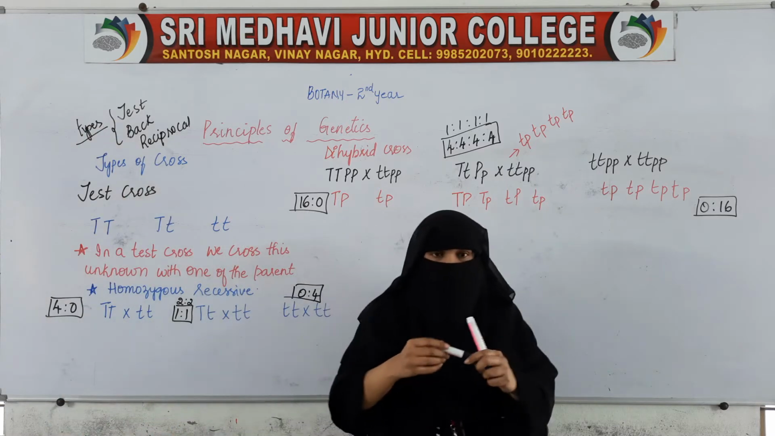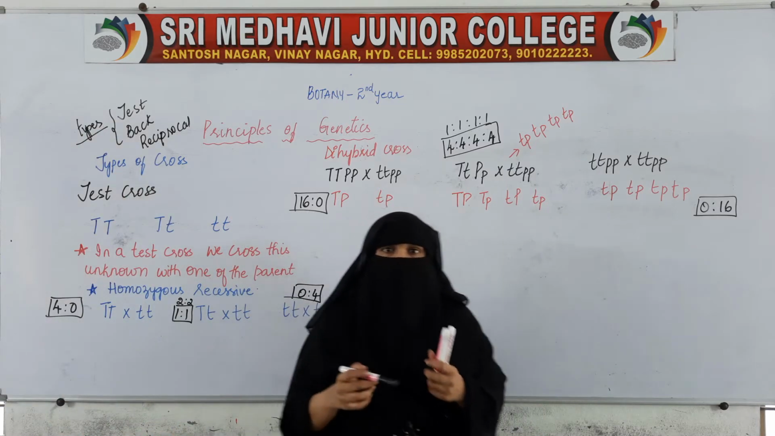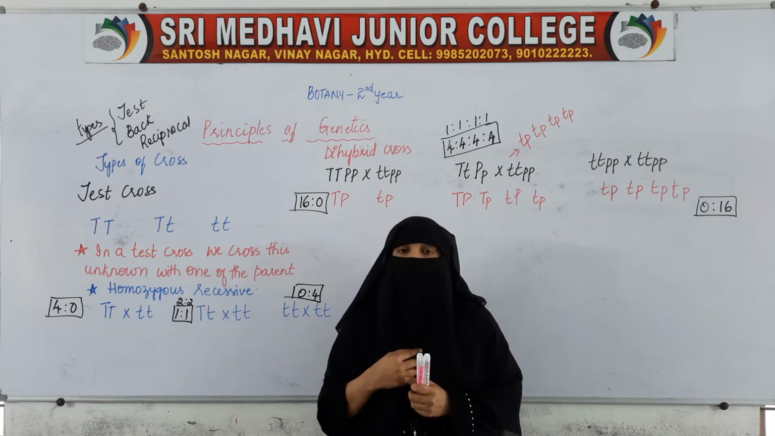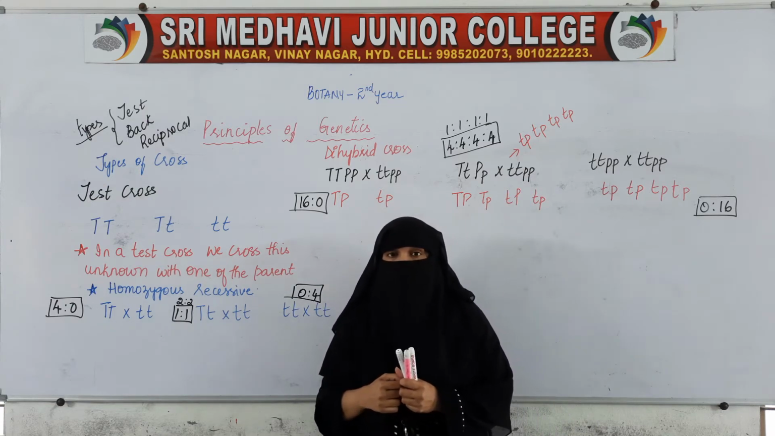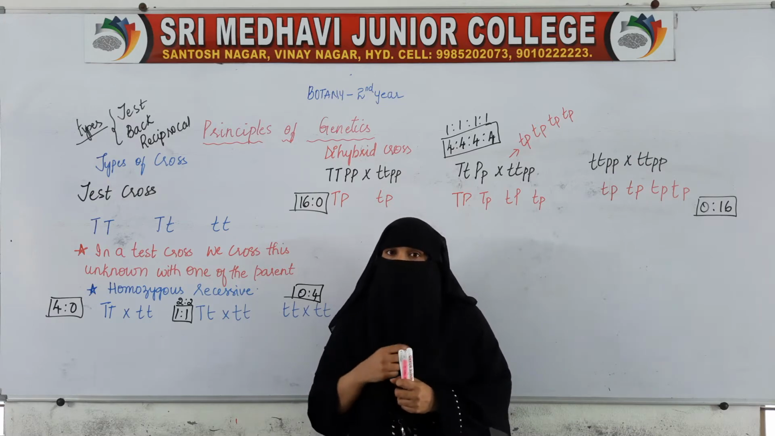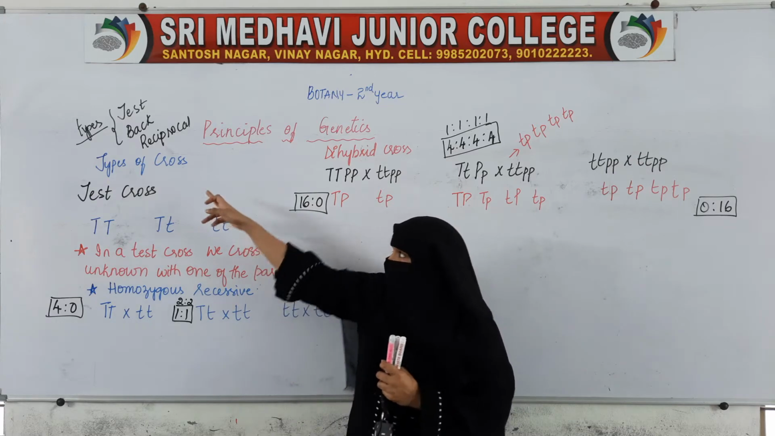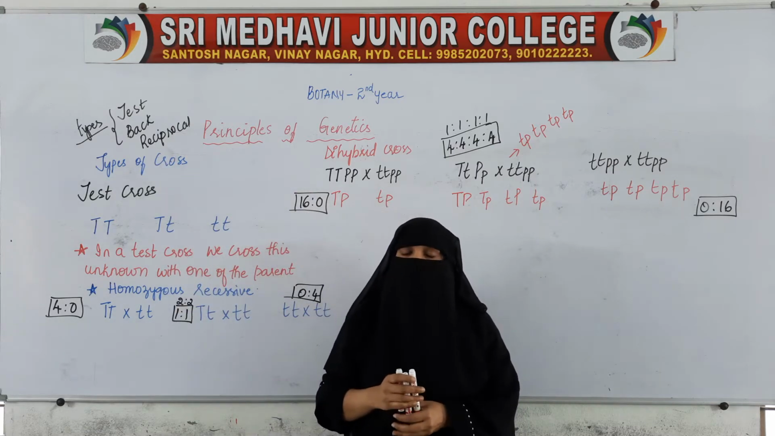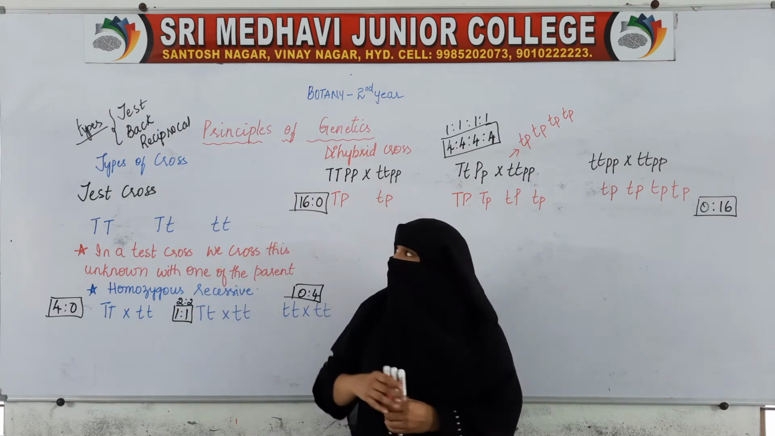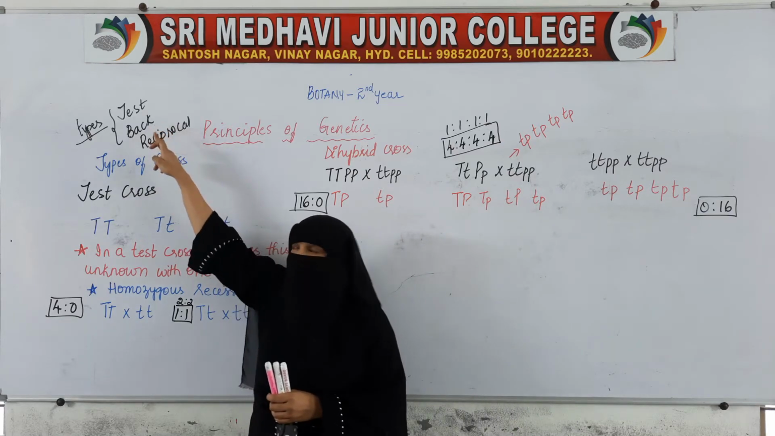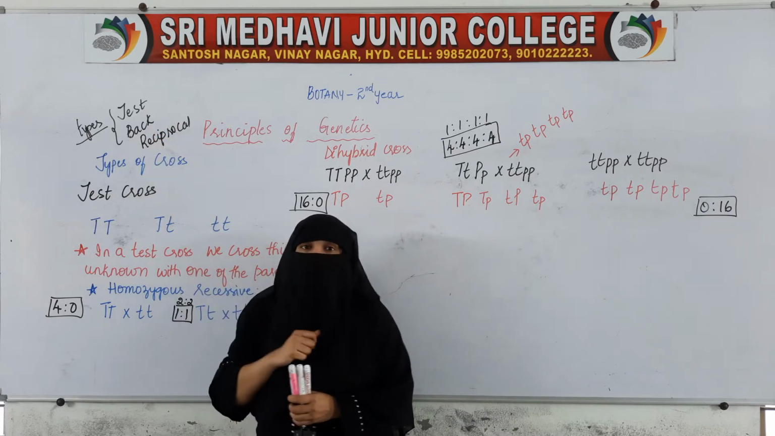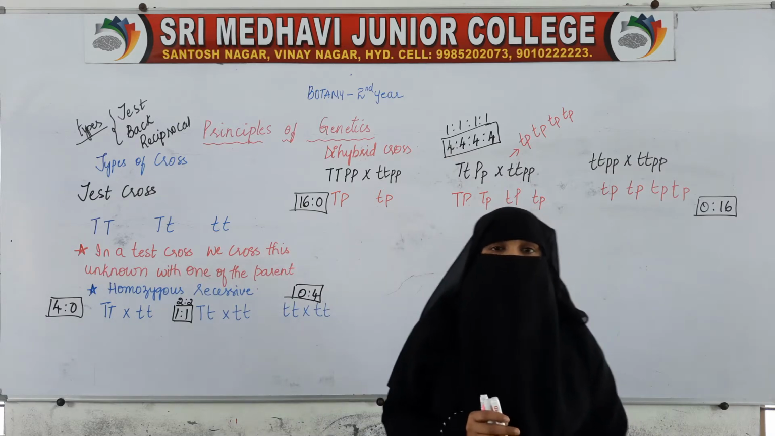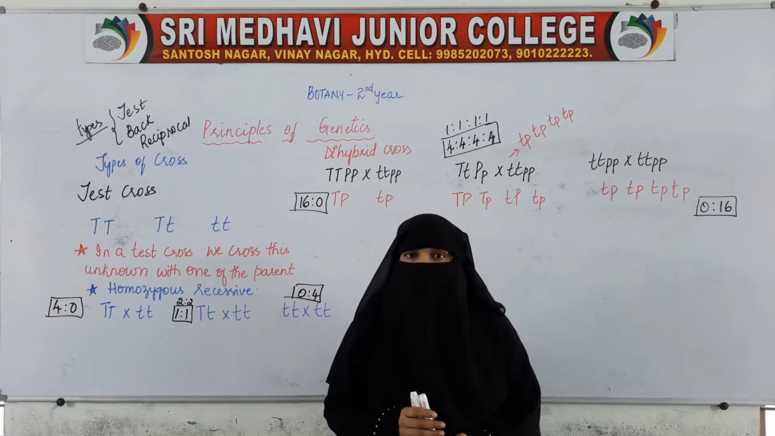Crossing is nothing but reproducing a new organism, producing a new breed. So, we will be producing new breeds. We have three types of cross: first is test cross, second is back cross, and the third is reciprocal cross.